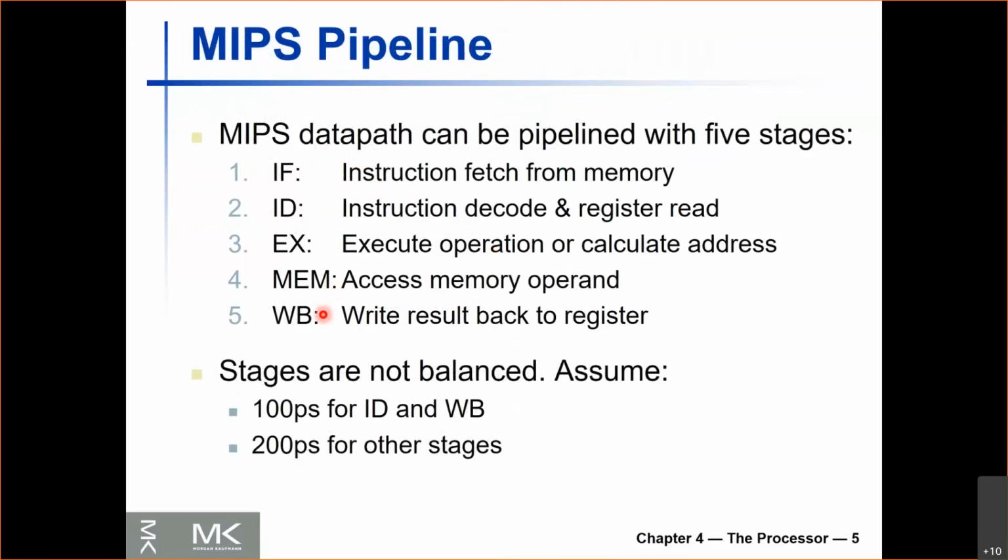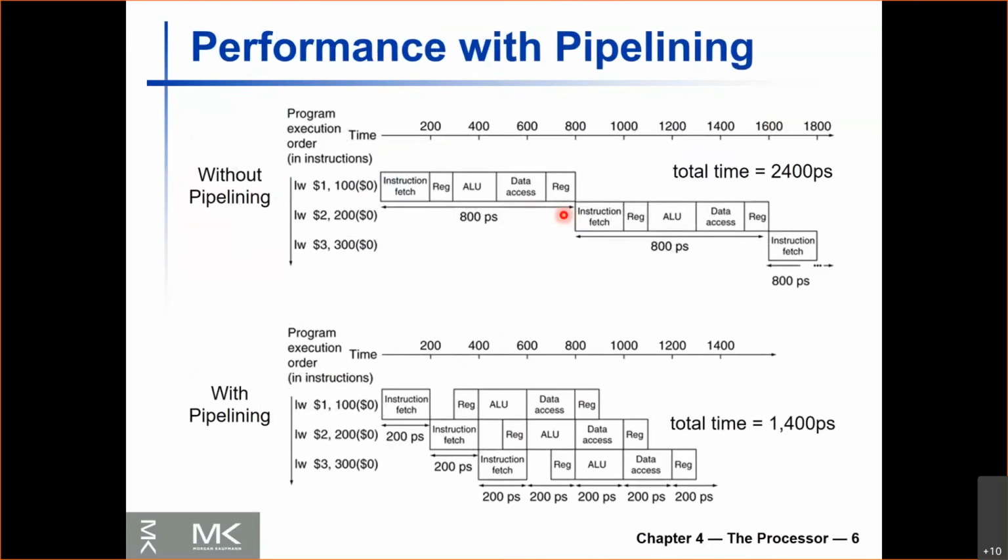And we saw that the stages of the MIPS data path are not balanced. Some stages take longer than others. So the speedup of pipelining the data path is not going to be 5x. It was actually 4x. So here we saw how without pipelining, every instruction took 800 picoseconds. So 3 instructions took 2,400 picoseconds.